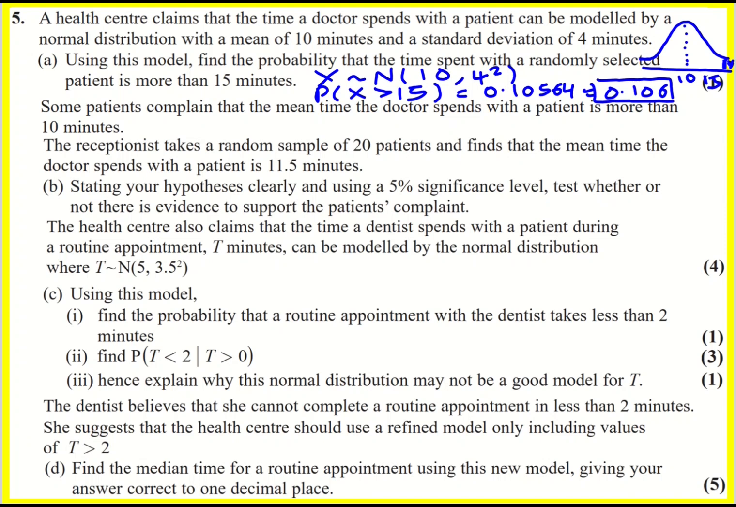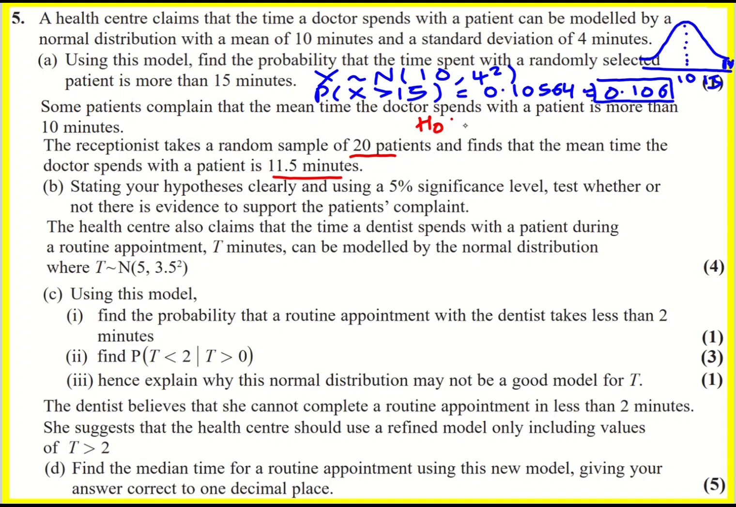Some patients complain that the mean time the doctor spends with the patient is more than 10 minutes. The receptionist takes a random sample of 20 patients and finds that the mean time is 11.5. Stating our hypotheses clearly, using a 5% significance level, test whether or not there's evidence to support the patients' complaint. So of course, in the sample, it has gone up, but we're using a hypothesis test to see if there's enough evidence at the 5% level that it would have gone up in the whole population.